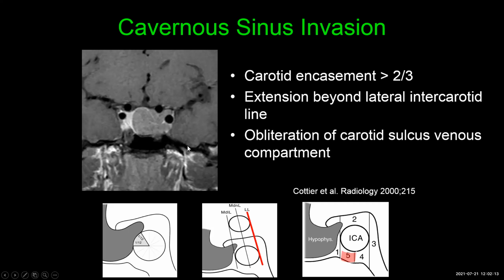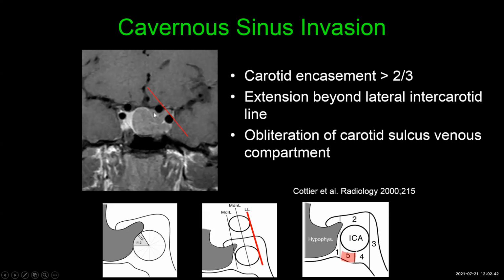But we can draw these different lines, and these are lines that we draw between the cavernous and the suprasellar segments. Again, this is shown graphically. This is the suprasellar one. This is the cavernous ICA. We can draw medial, median, and lateral lines, but the only one that's important is the lateral line, because if the tumor passes that lateral line, that's a good sign that there is likely cavernous sinus invasion.